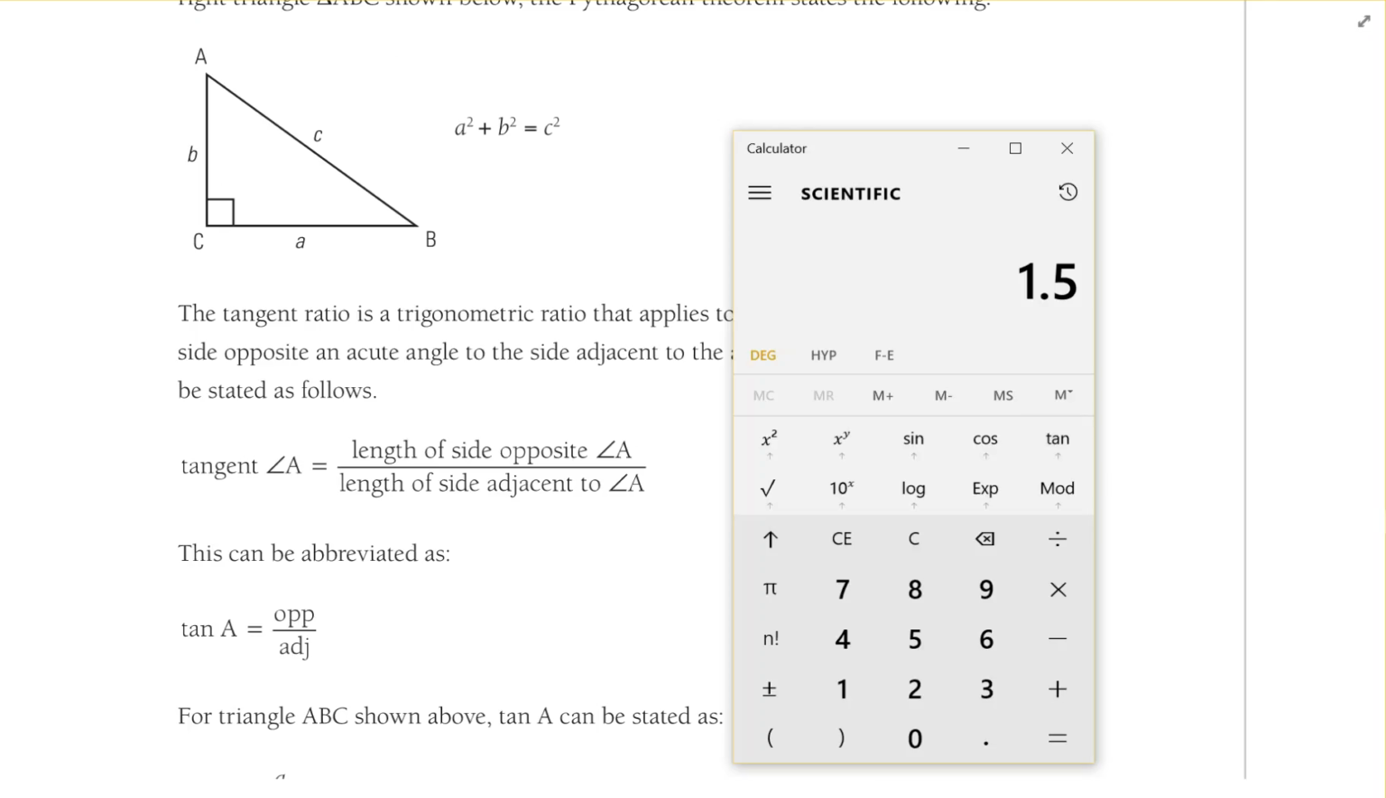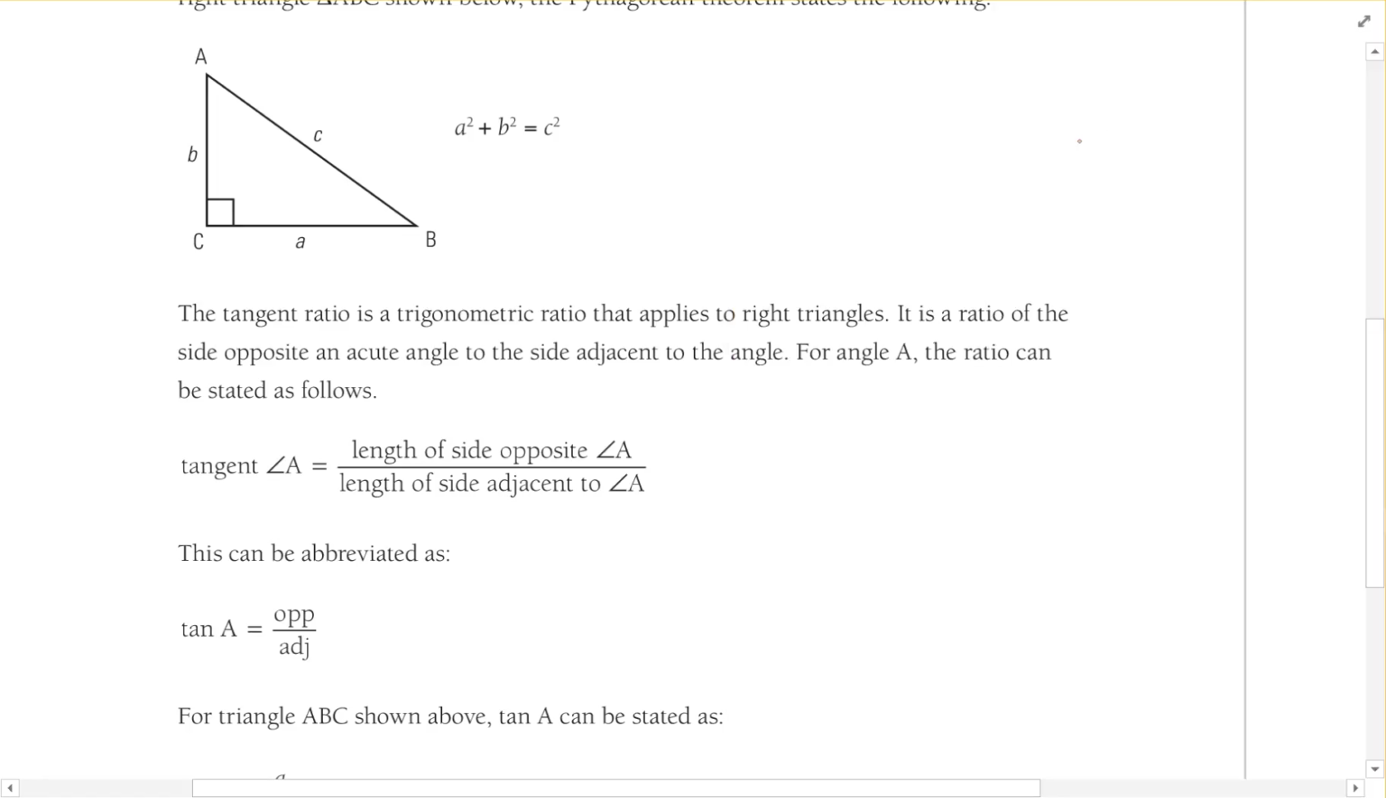So tan. So if I start over here, I could go like tan of 3 divided by 4, and I get, no.